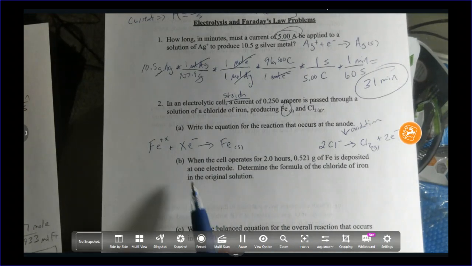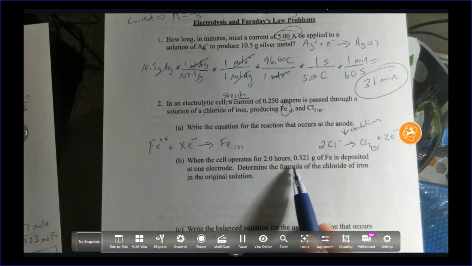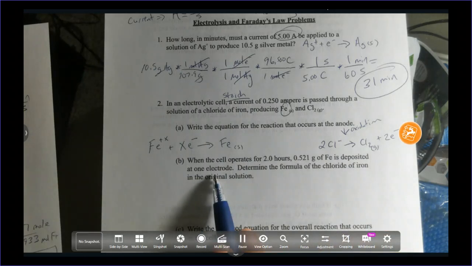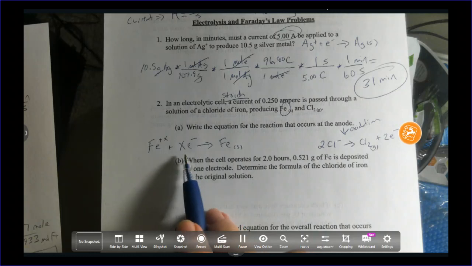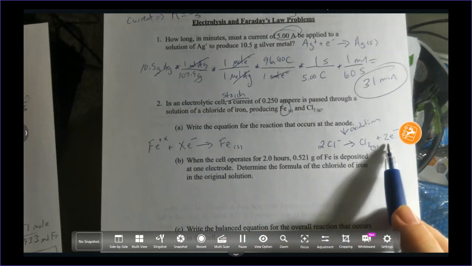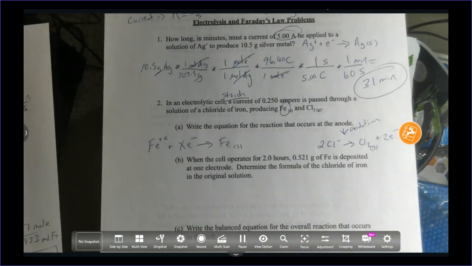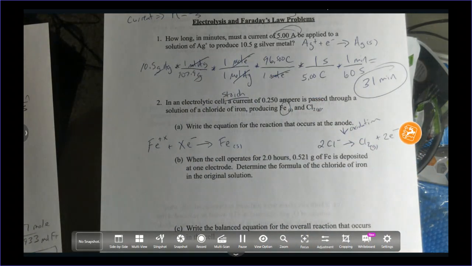So let's look at part B now. When the cell operates for 2 hours, 0.521 grams of iron is deposited at 1 electrode. Determine the formula of the chloride. So it wants to know what this charge is on the iron, so I can get the ultimate formula. All right, well, we can do that. The only problem with not knowing is I don't know my stoichiometry. I don't know how many moles of electrons. Is it 2? Is it something else? I don't really know. I don't know the middle part here. So what I'm going to do in this problem is work from both ends and sort of tie a knot in the middle to bring the whole thing together.